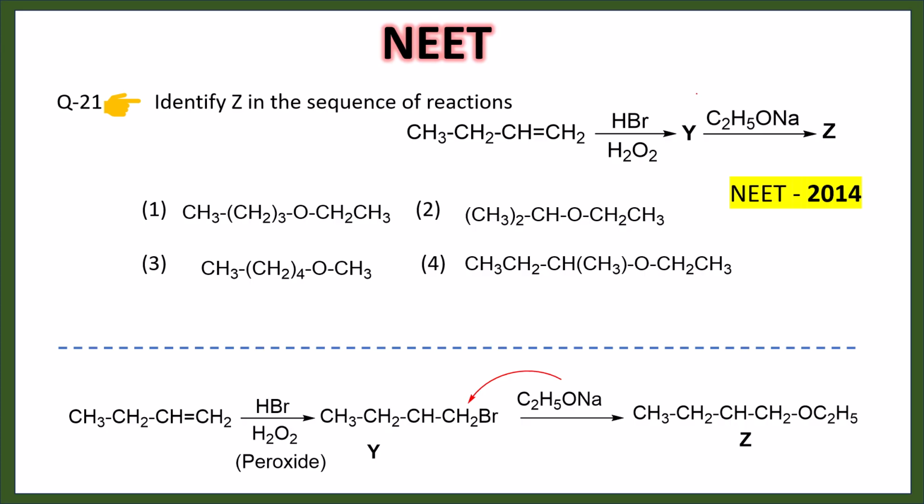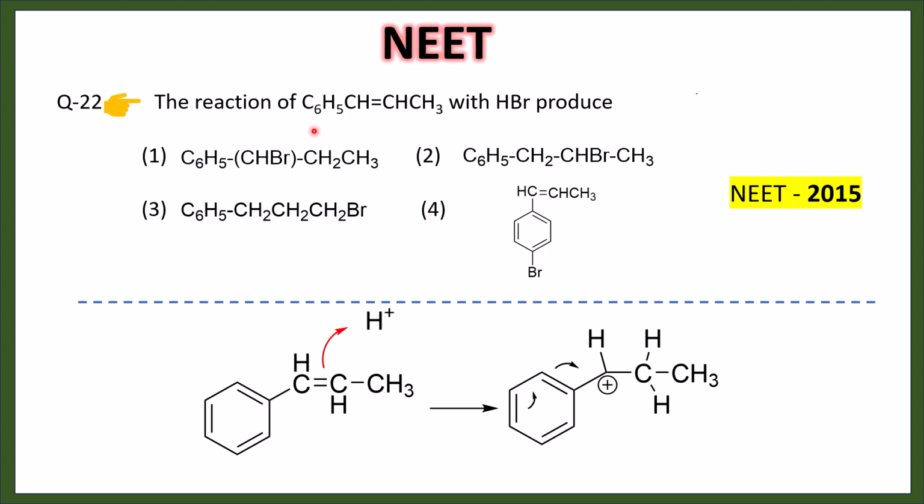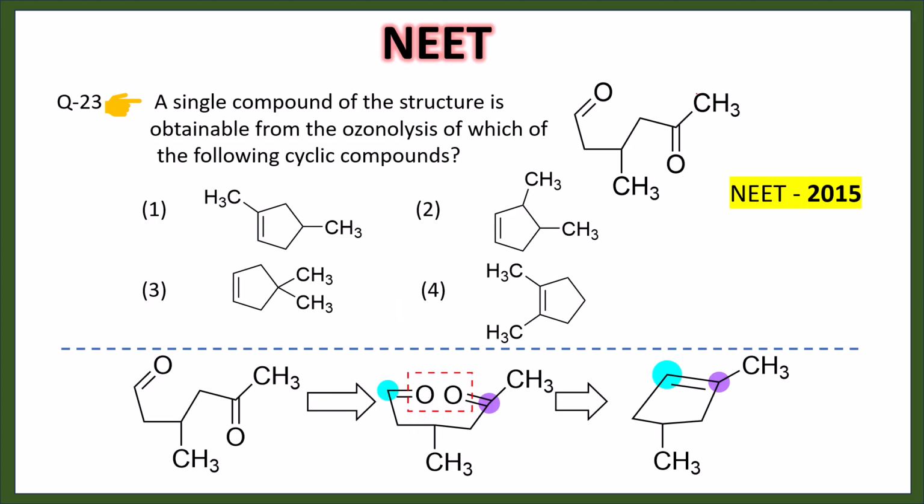Now question number 21. Identify Z in the sequence of reactions. So in presence of peroxide, the hydrobromic acid addition, in that case the primary bromide will form initially. Further the sodium ethoxide undergoes SN2 reaction and gives this ether Z. Here the correct option is this one. Now question number 22. The reaction of this alkene with HBr produces which compound? Here we could see first protonation gives the stable carbocation on this side, and then bromide undergoes addition to this carbon and gives this product. Now question number 23.